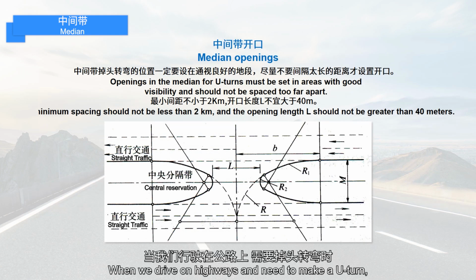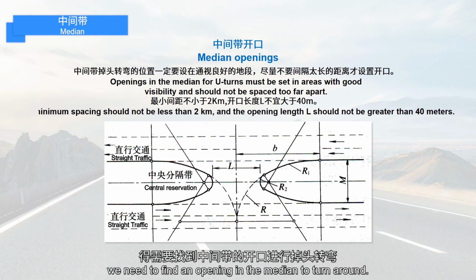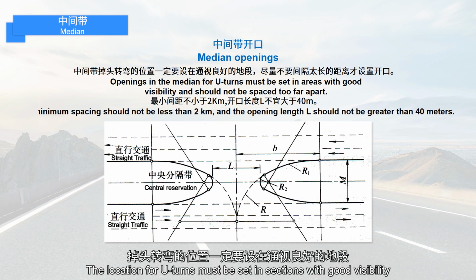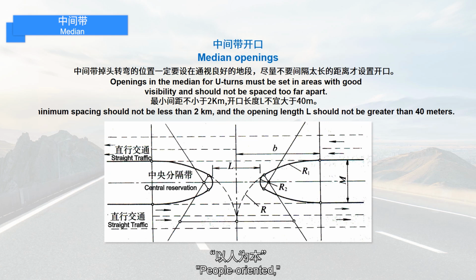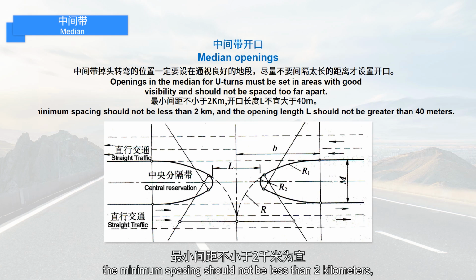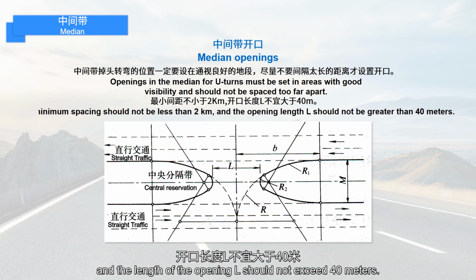When we drive on highways and need to make a U-turn, we need to find an opening in the median to turn around. The location for U-turns must be set in sections with good visibility and should not be spaced too far apart. People-oriented, the minimum spacing should not be less than 2 kilometers, and the length of the opening L should not exceed 40 meters.